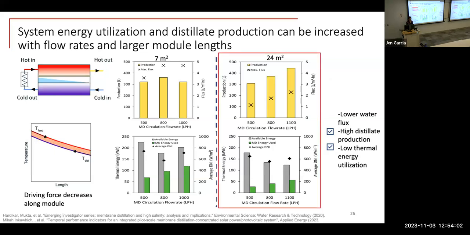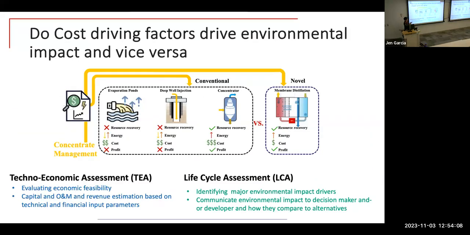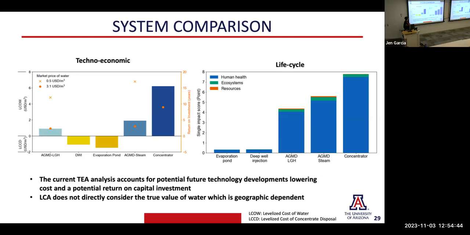And then finally, just a couple of things on cost and environmental impacts. Verena has actually been working a lot on this. We wanted to see how our system compares to, say, conventional inland concentrate management systems. And we wanted to not only look at the economics of this, but also the environmental impacts. One of our big questions was, does cost really drive the environmental impacts, or vice versa? So if we were to have a high cost system, would that also correlate to high environmental impacts, or would it be the opposite relationship?